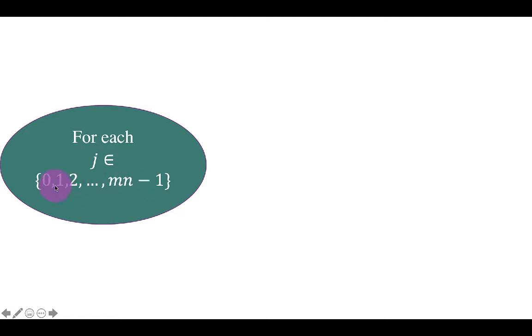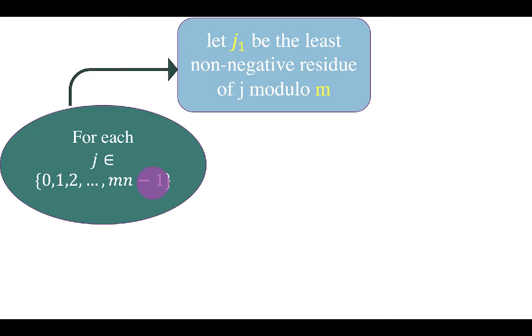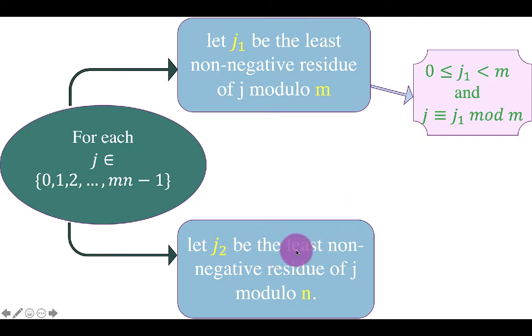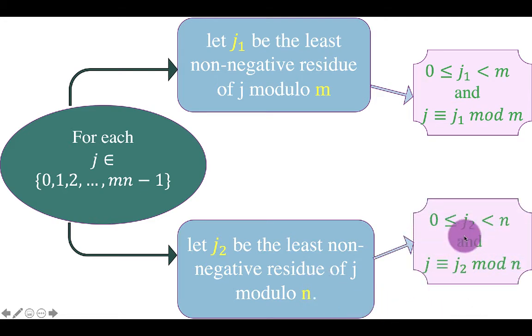Now for each j from our range, that is the set of integers 0, 1, 2, etc. mn minus 1, we let j1 be the least non-negative residue of j modulo m. That is, j1 will be the remainder obtained when we divide j by m. Then obviously 0 is less than or equal to j1, j1 is less than m, and j is congruent to j1 modulo m. Similarly, we can assume that j2 is the least non-negative residue of j modulo n. Then 0 is less than or equal to j2 less than n and j is congruent to j2 modulo n.